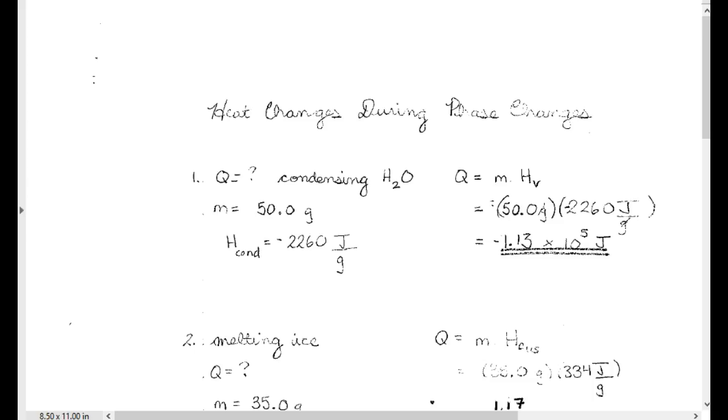It says for question number 1, how much energy is released to the environment by 5.0 grams of condensing water? That means that you are going from the gas to a liquid. This is the opposite of vaporization. Do I need to make it larger? I see some squinting, so let's just make it larger here. Is that better? Okay.